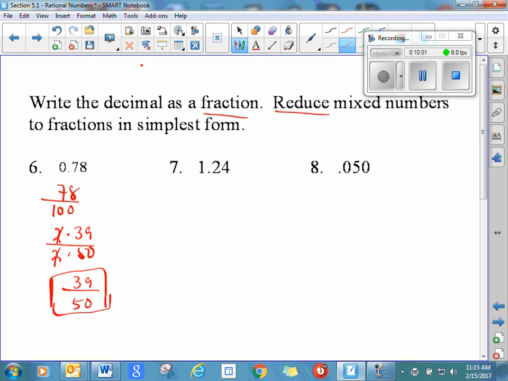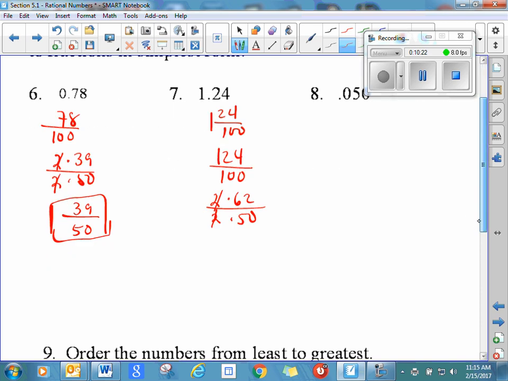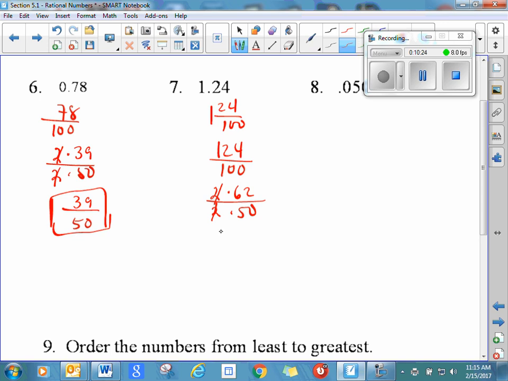Let's look at this guy. This is 1 and 24 100ths. So 124 100ths. And again, we've got to just start reducing. Maybe you see a bigger number than 2, but you can always start with 2 if both numbers are even. So that's 2 times 62 and 2 times 50. I can already see I'm going to have to keep reducing because 62 and 50 are both even. So that's 2 times 31 and 2 times 25. 31's prime. 31 is not a multiple of 25, so I'm pretty confident we are done.